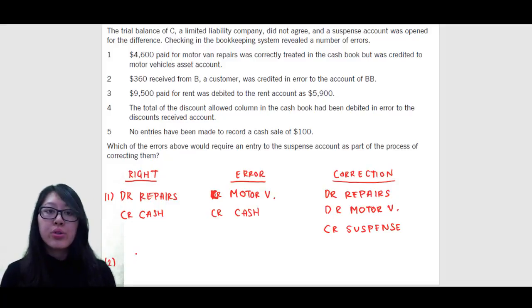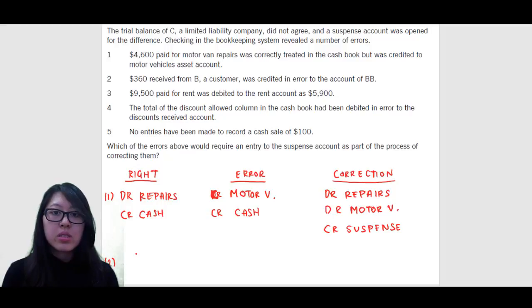Now let's take a look at error number 2. Error number 2 says $360 was received from B, who is a customer, was credited in error to the account of BB. So perhaps BB is another customer. Okay. So it was credited. Well, let's think about the right double entry first. If we receive cash, that means cash account will be debited. Okay. Cash account will be debited by 360, and we should have credited B's account because B is the trade receivable. Because he has paid us, his debt will go down.